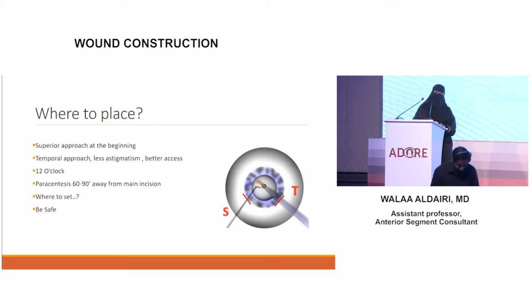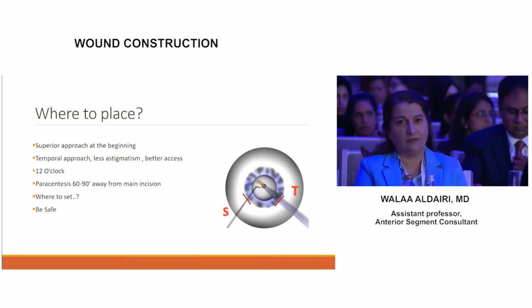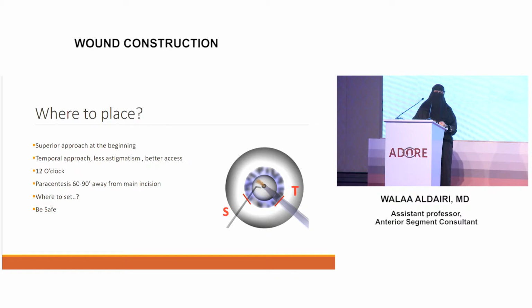On the other hand, the superior approach has a very important advantage, which is that it is covered by the upper lid, which decreases the risk of endophthalmitis. What about the 12 o'clock position? Is it good? Actually, most surgeons find it uncomfortable. So, wherever you decide to put your incision, create your wounds in a way that is comfortable for you to hold the instrument, and you should create your paracentesis 60 degrees up to 90 degrees away from the main incision. At the end, you have to be safe and do what is best in your hands.